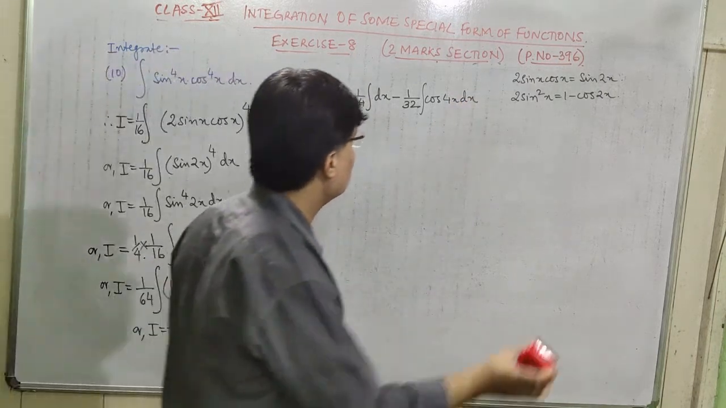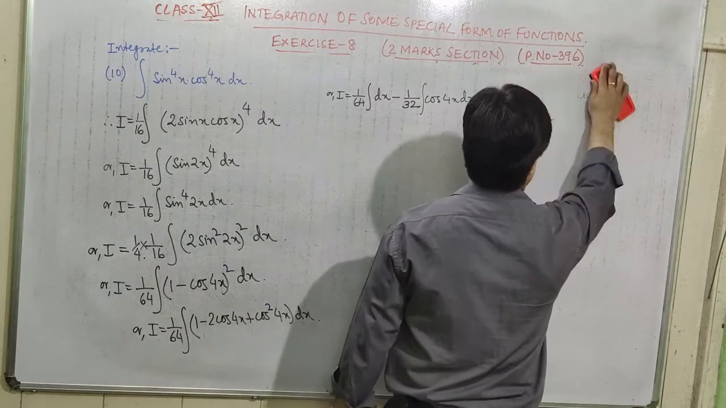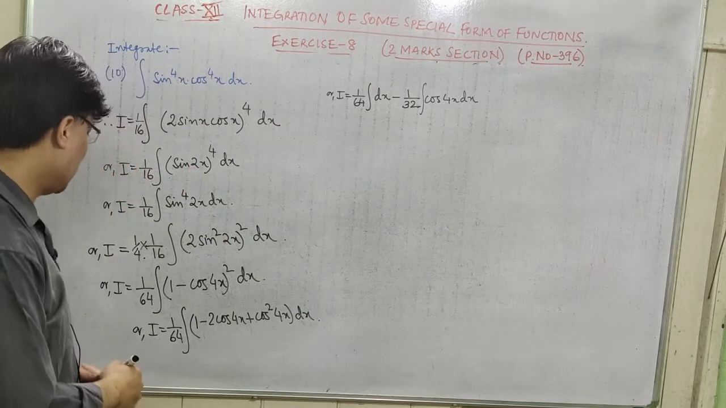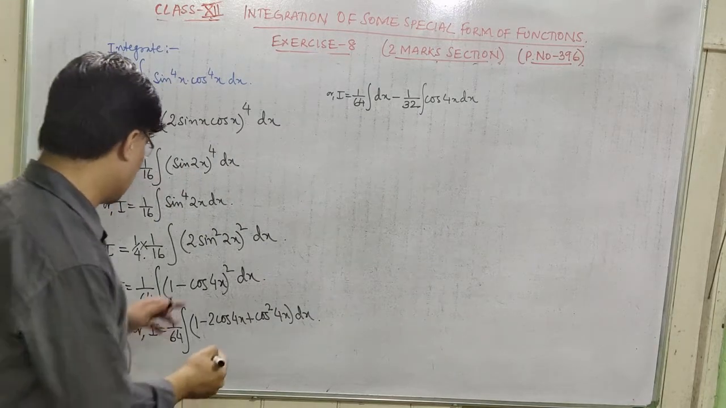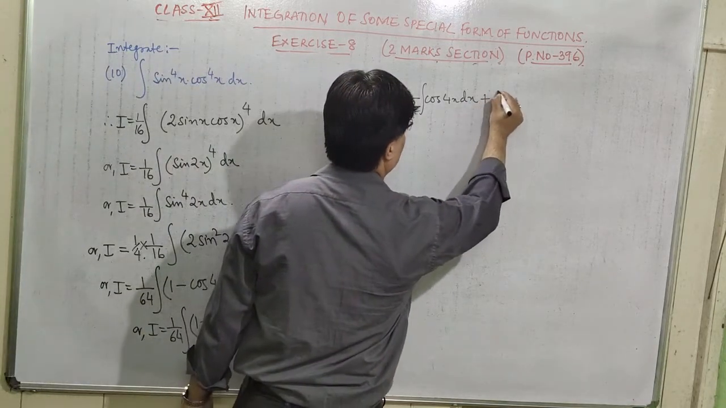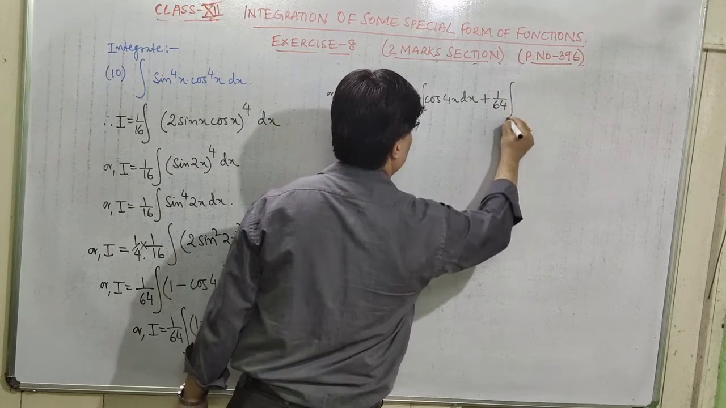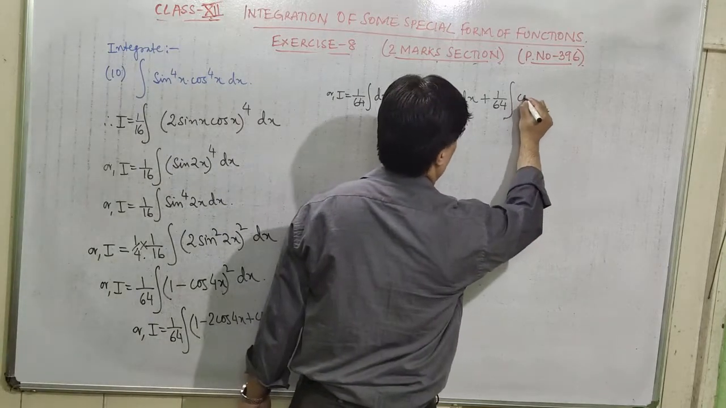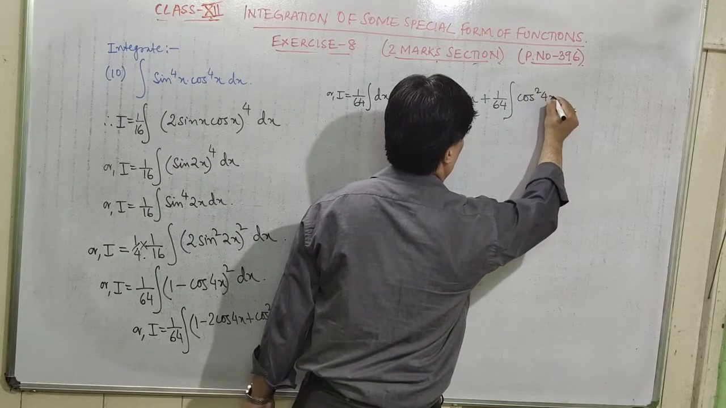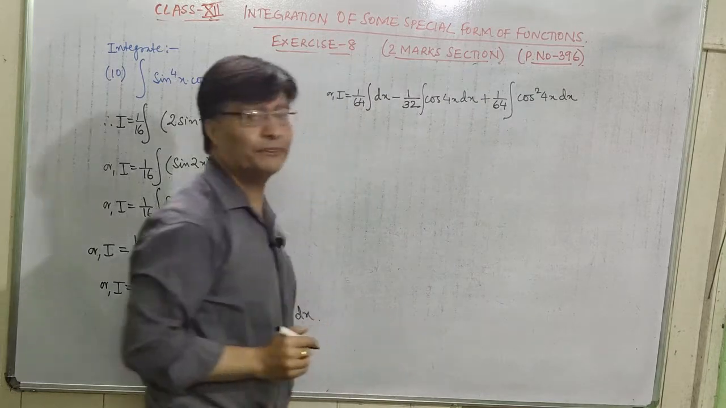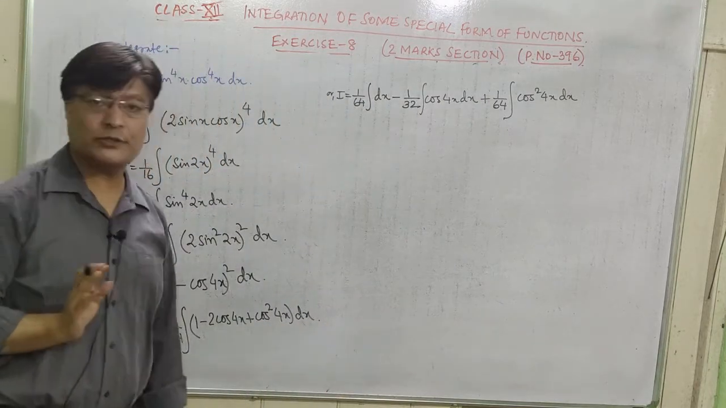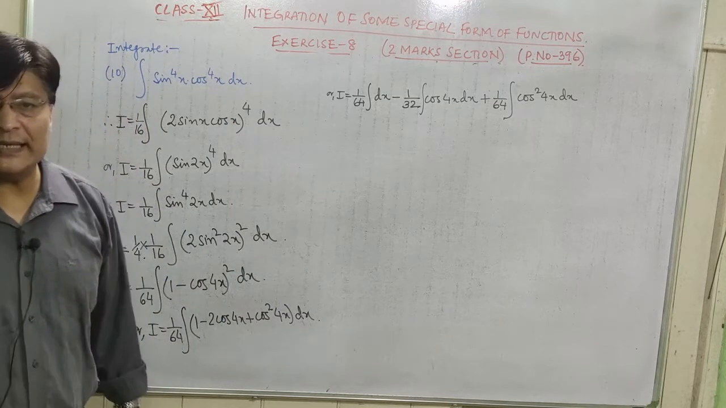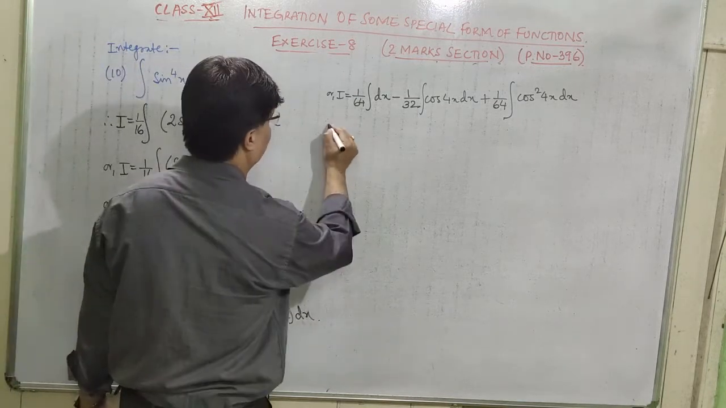Right? So in the next step, you know this formula, right? Minus 1 by 32 cos 4x dx, and what is the last one? Plus 1 by 64 integration of, now this is cos square 4x dx. So I hope you have understood it, okay? For the first two terms, you can easily integrate them by using the formula.